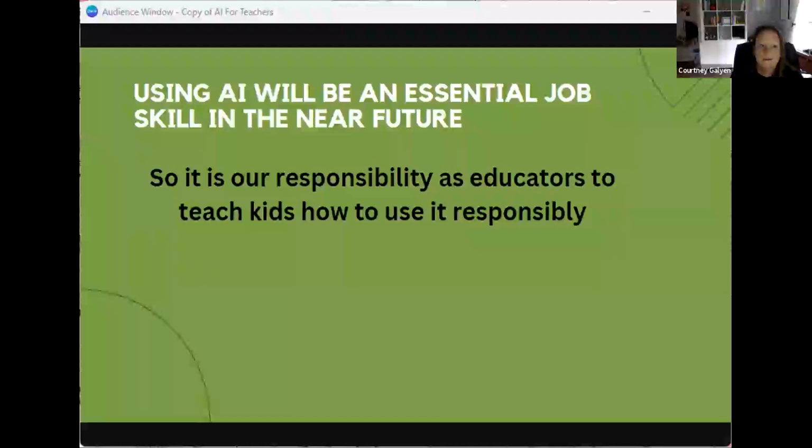Using AI will be an essential job skill in the near future. And it is our responsibility as educators to teach kids how to use it responsibly. They're going to use it. They're going to experiment with it. They're going to try to get away with stuff. And if you know how to use it and you can teach them how to use it, you can build their skills and teach them how to do it responsibly and ethically.